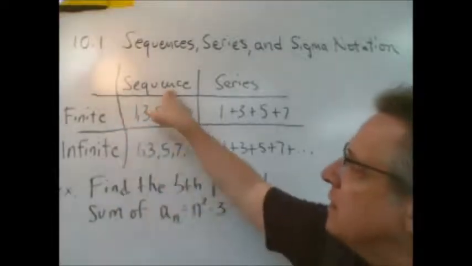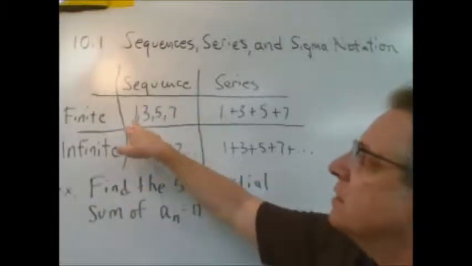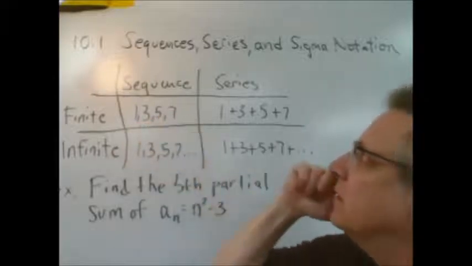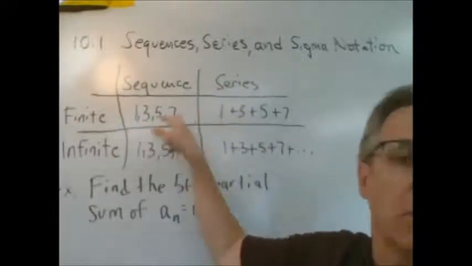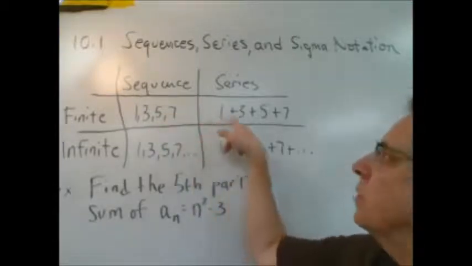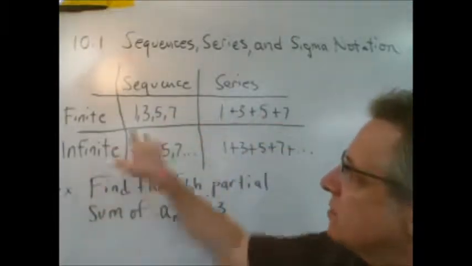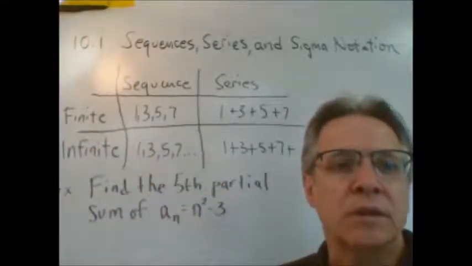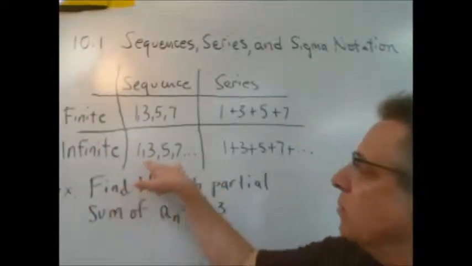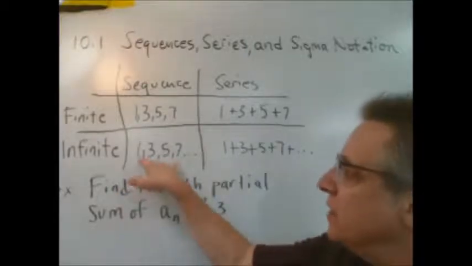We've talked about a sequence, like here's, for instance, a sequence 1, 3, 5, 7. A series would be just the sum of those numbers, and so it would be 1 plus 3 plus 5 plus 7. And since there's only 4 terms here, this would be a finite sequence. However, we could have an infinite sequence, right?